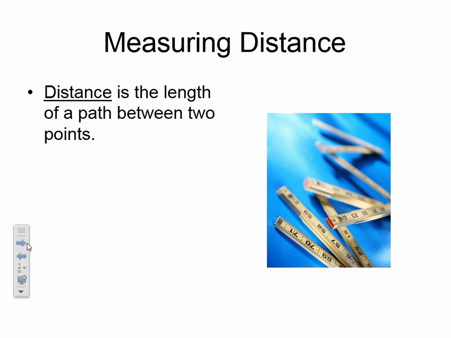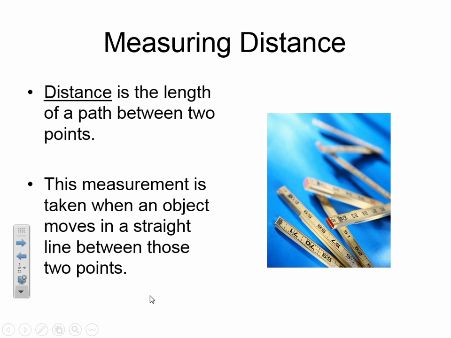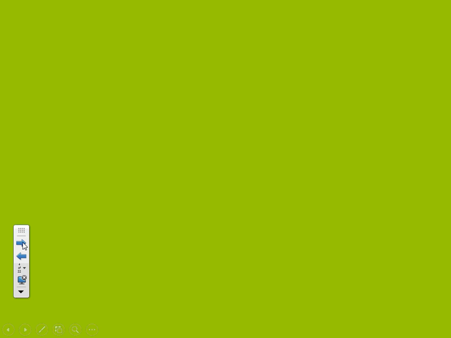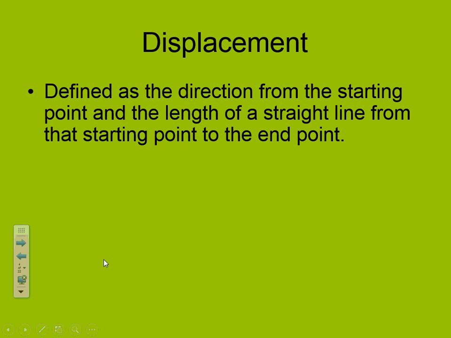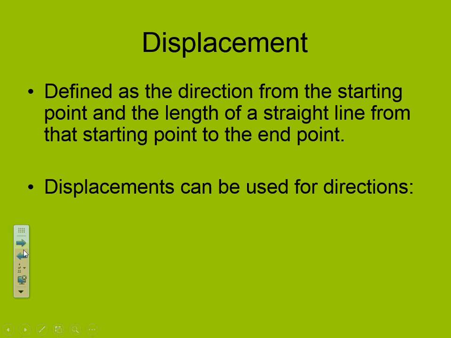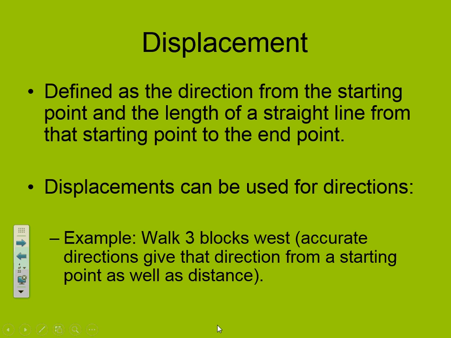So measuring distance, distance is the length between two points. It's a straight length. So how far is here to Dodge Center? Distance is taken when an object moves in a straight line between two points. Distance is pretty self-explanatory. Displacement, however, is defined as the difference between your starting point and your ending point. And displacement can be used for directions.